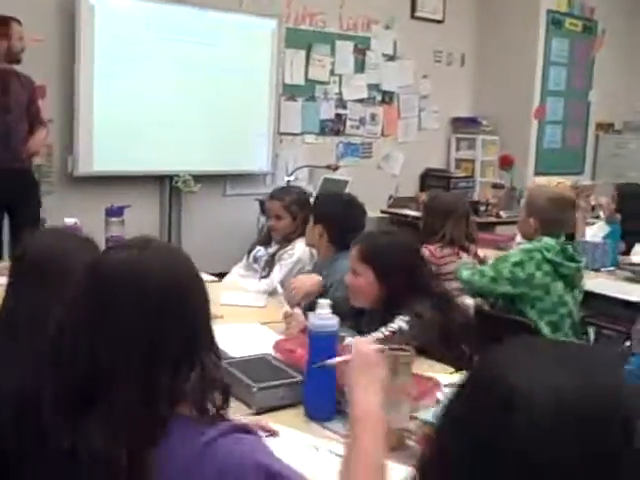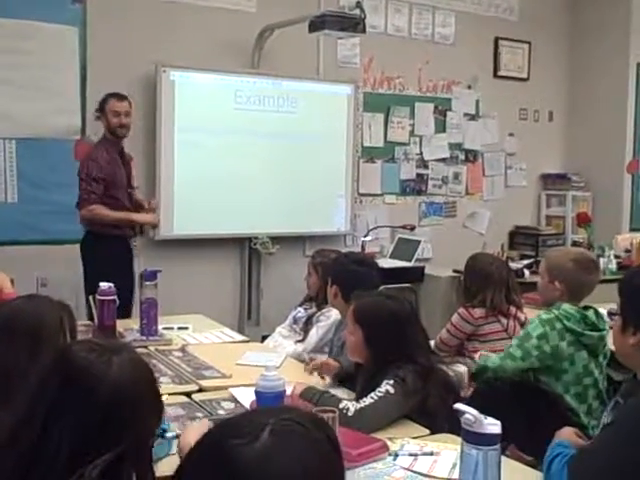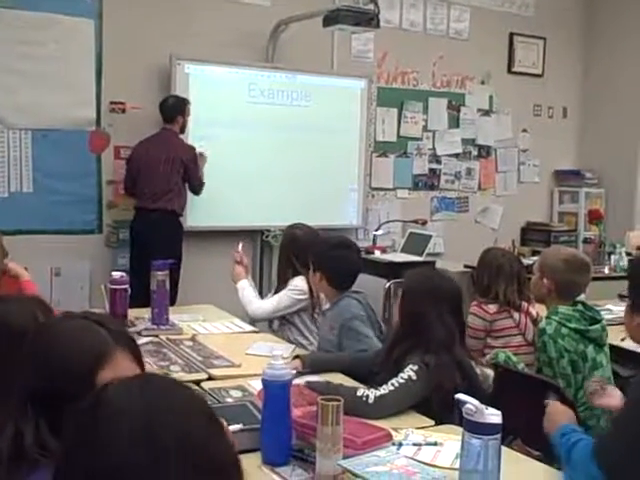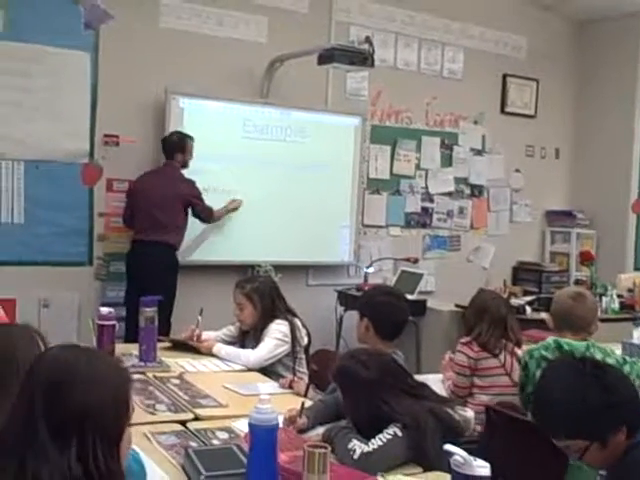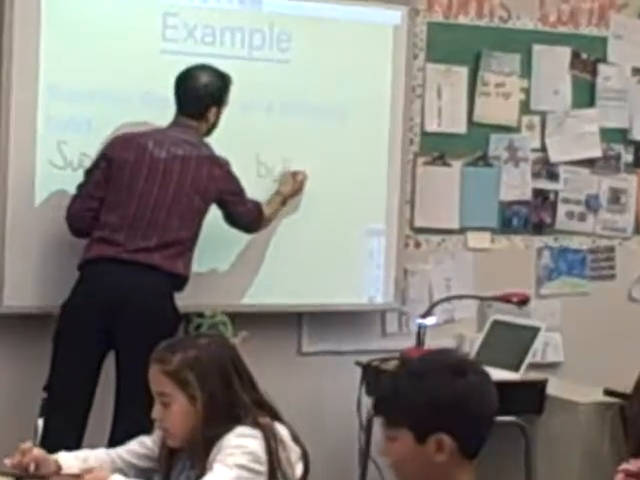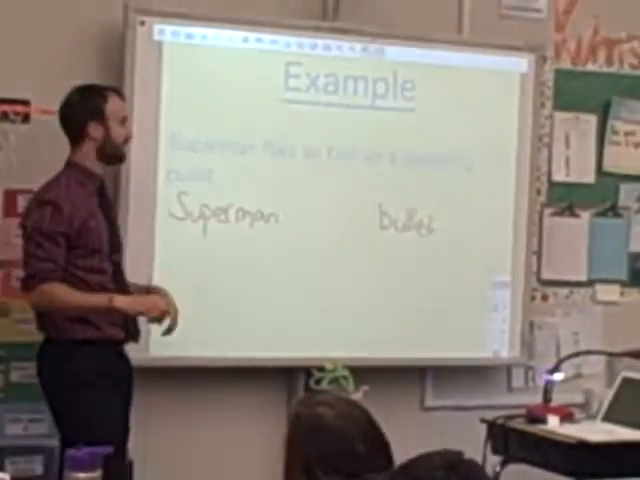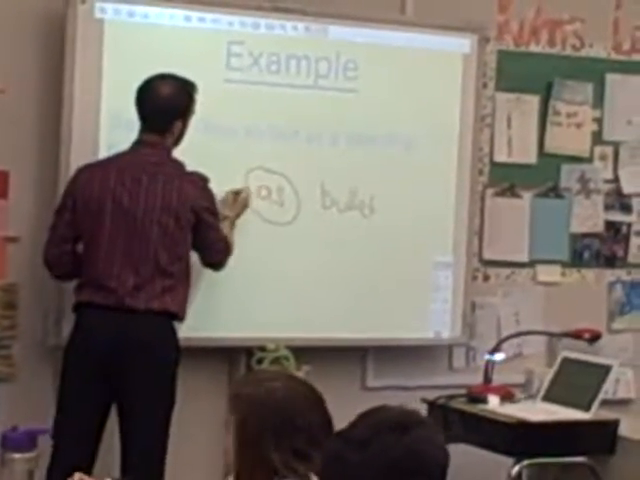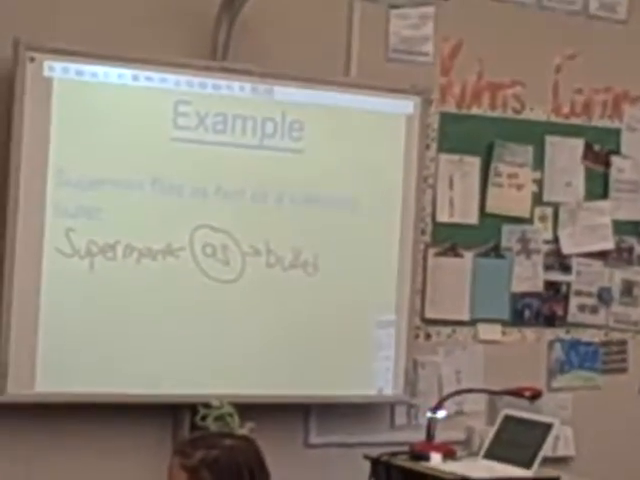Alright, so our example, Superman flies as fast as a speeding bullet. So on your board, you're going to write the two things being compared, which here are Superman and bullet. You can even put speeding bullet if you'd like. And in the middle, the word that connects them are those two magic words. We have like or as. Here it's as. So you're going to put your as in the middle. You can even draw a few arrows if you want. That's how the first one will work, okay?